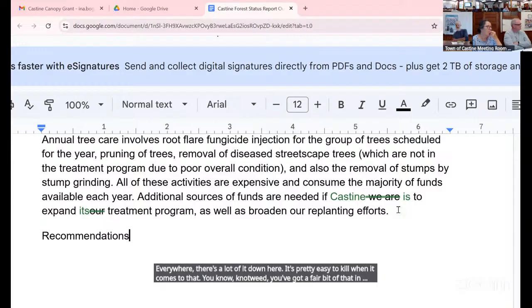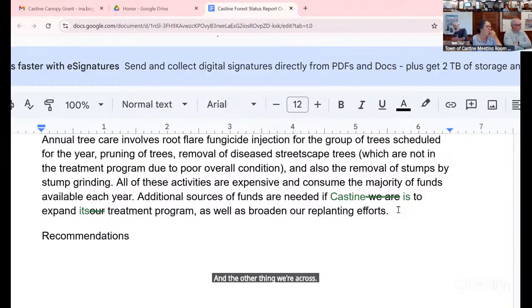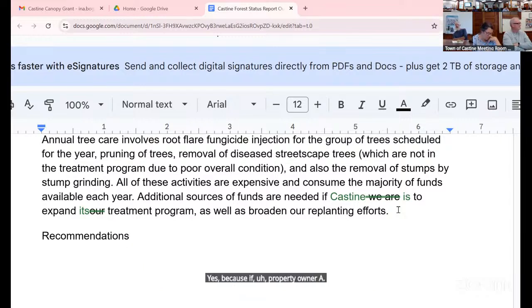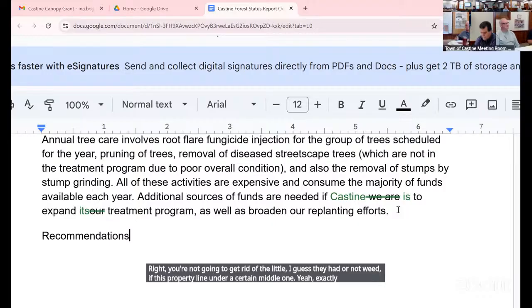And the other thing with invasives, if you're going to go the chemical route, which is pretty much a part of every firm's program, is that property lines make a big difference. If property owner A wants the invasives gone, and property owner B is absolutely against chemical application, then you've got to really rethink what you do. You're not going to get rid of the whole stand of knotweed if the property line goes through the middle of it. Yeah, exactly. Bittersweet, too.